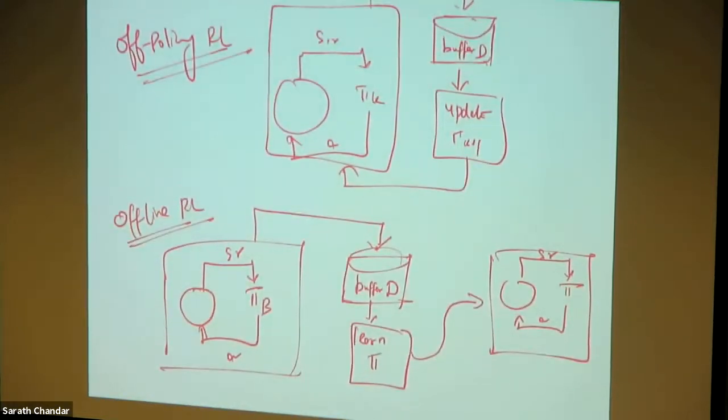Now, there is a clear training phase here. This is the training time for your agent. And during the training time, there's no interaction with the world. The agent just learns from what is given to it, like the data set. Now this looks very similar to supervised learning, right?